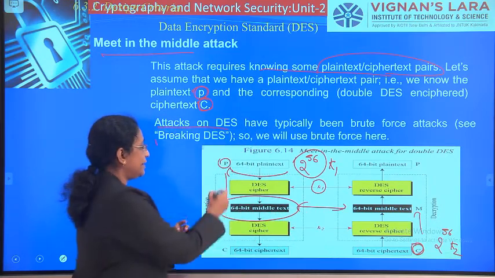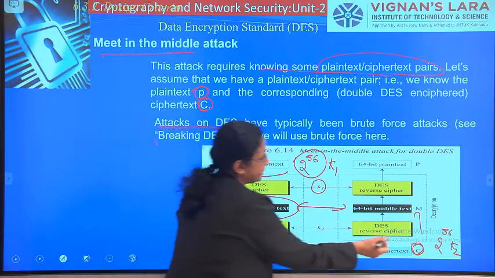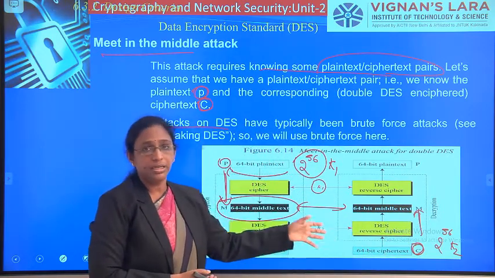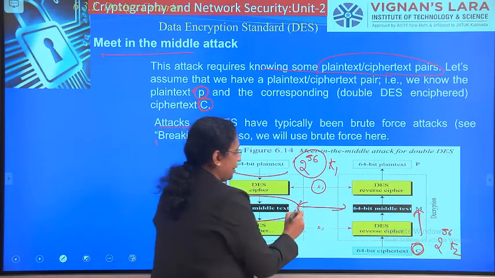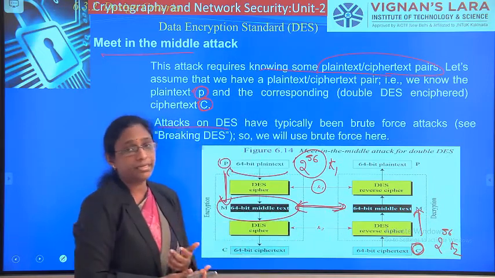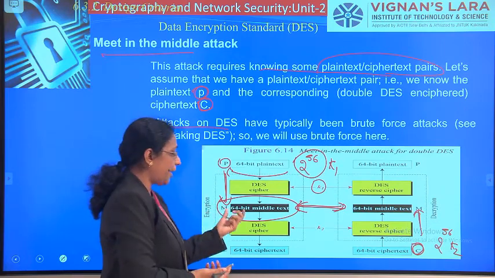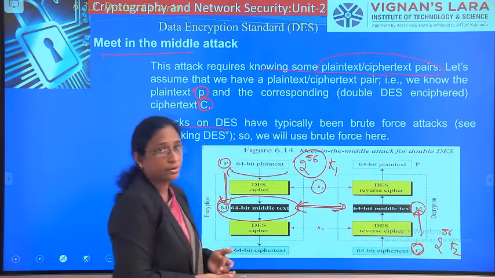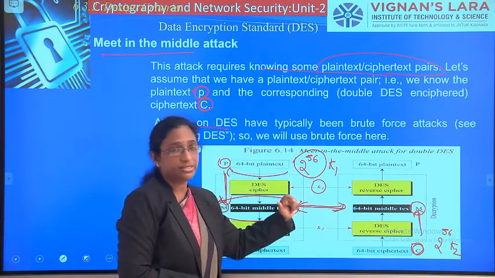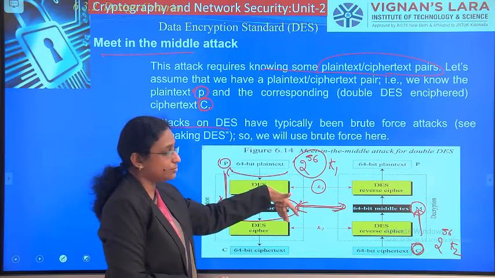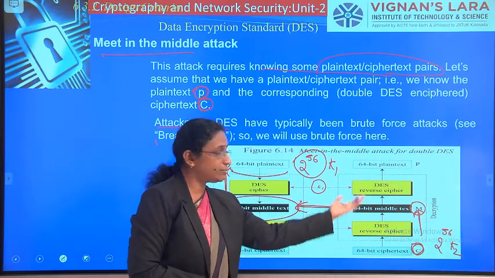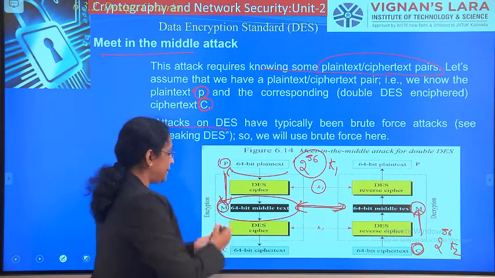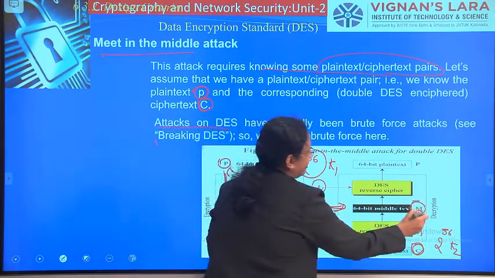Since the attacker is moving downwards here and upwards there, and these two are in the reverse order, at some point he will be meeting in the middle. Meeting in the middle means that at some point this message M and this message M will be the same.